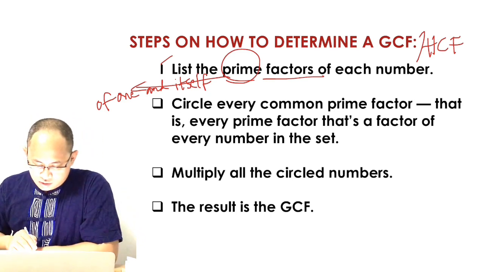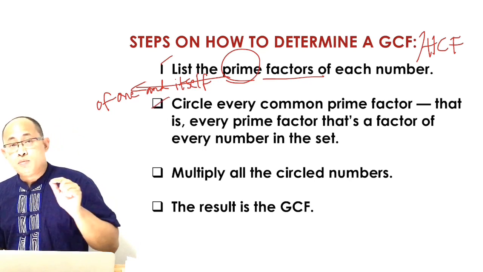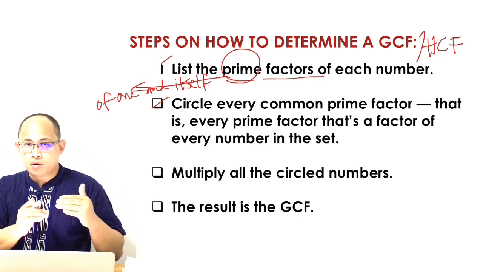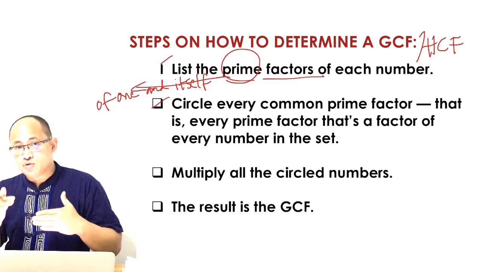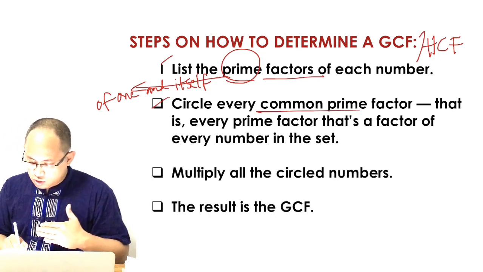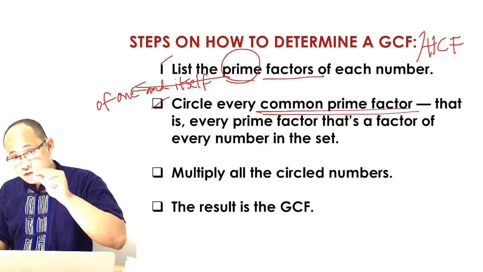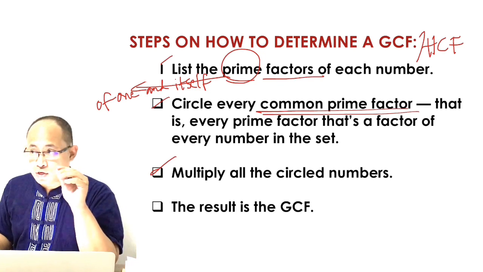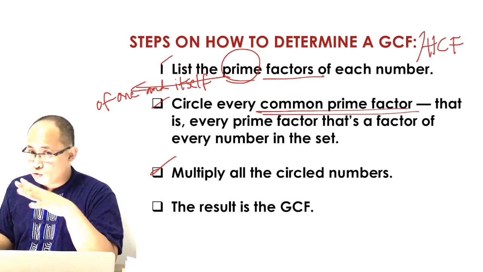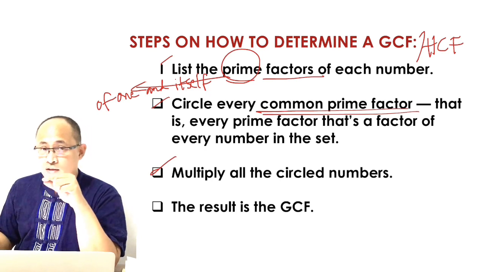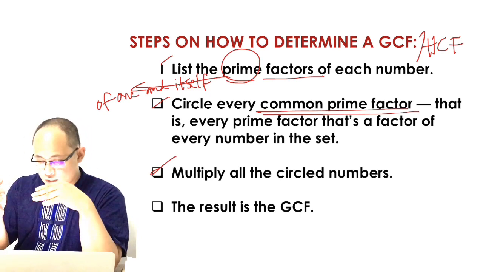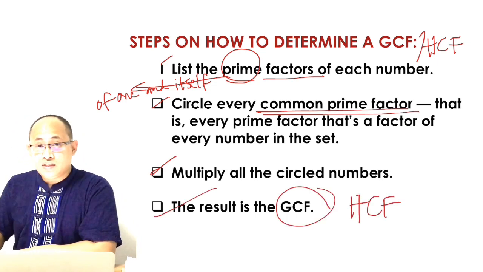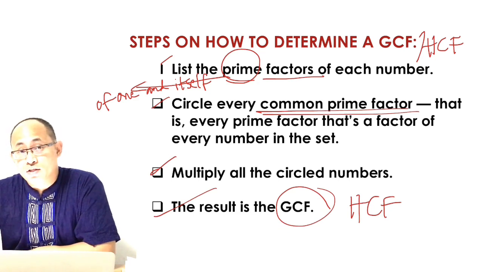Next is circle every common prime factor. Means to say, after you list down all the prime factors of each number, encircle the numbers that are common between them, so that you will identify which of those factors are common between the numbers given. Third, multiply all the circled numbers. All the common numbers, it could be 1 or 2 or more, you multiply only the common ones. Even if it's repeated, you only take 1. You multiply them, and the result will be your GCF or your HCF.